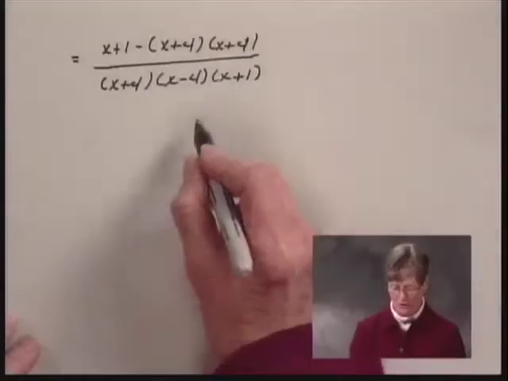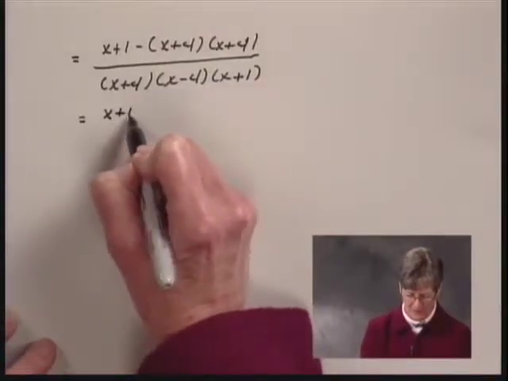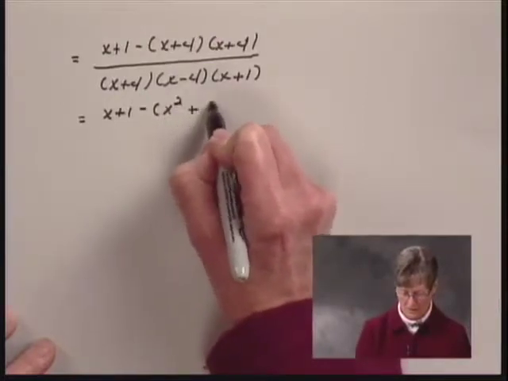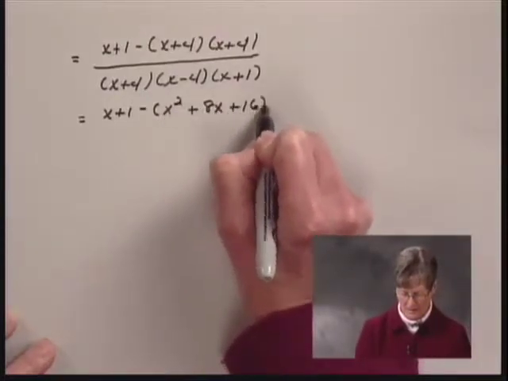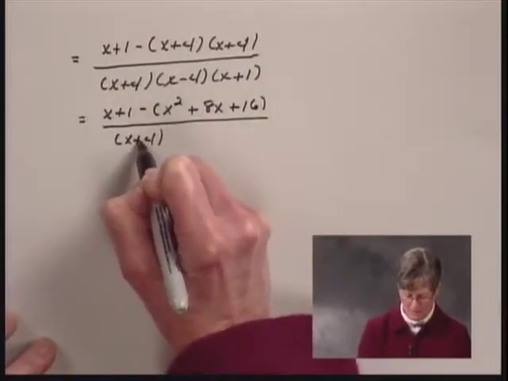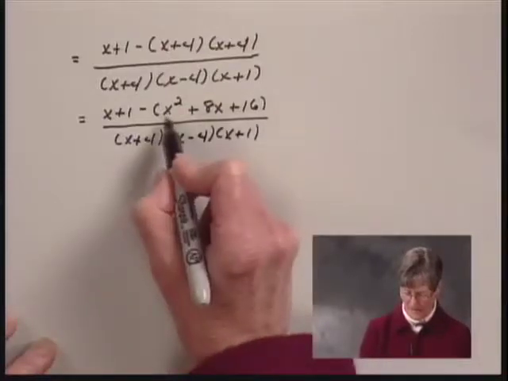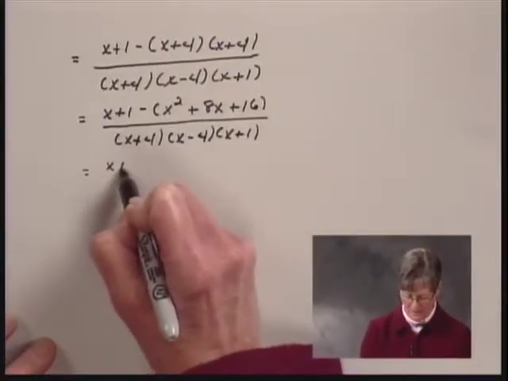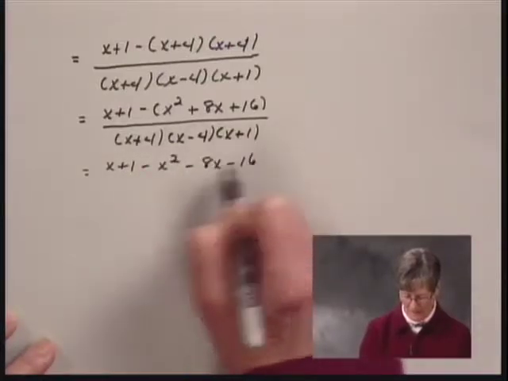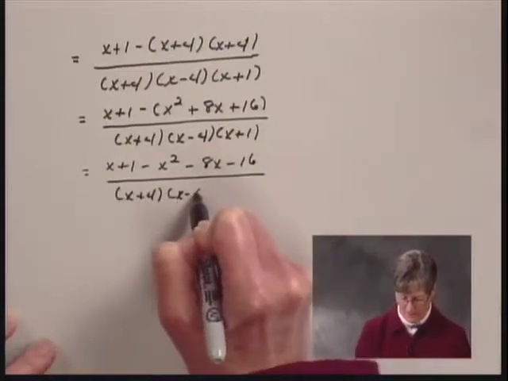And the next thing that we need to do is to do this multiplication in the numerator. So we have x plus 1 minus, x plus 4 times x plus 4 is x squared plus 8x plus 16. And this is over the common denominator. And now let's remove these parentheses. That gives us x plus 1 minus x squared minus 8x minus 16. And we'll rewrite the denominator.